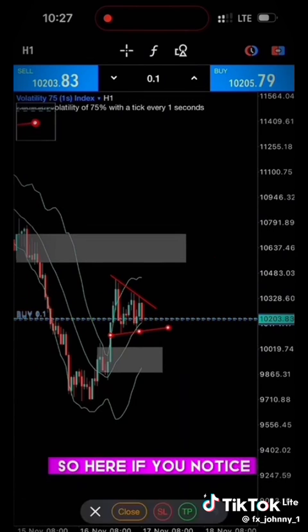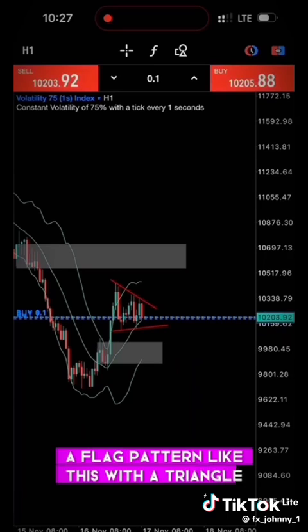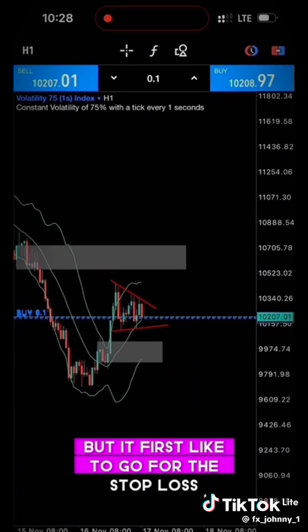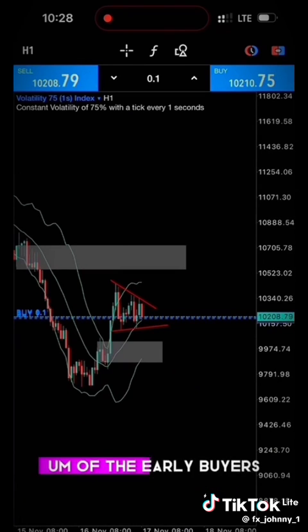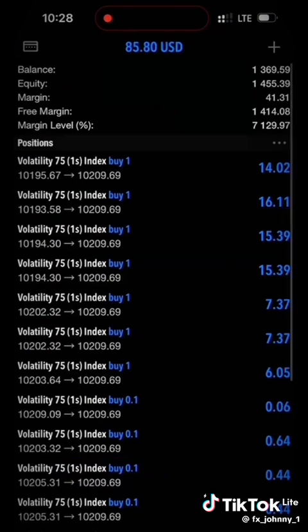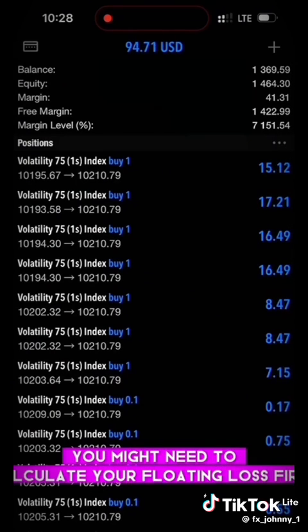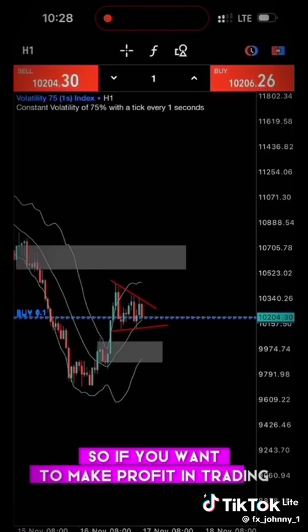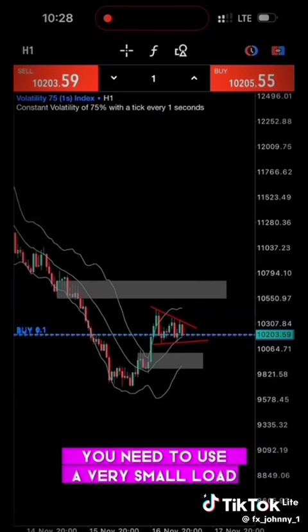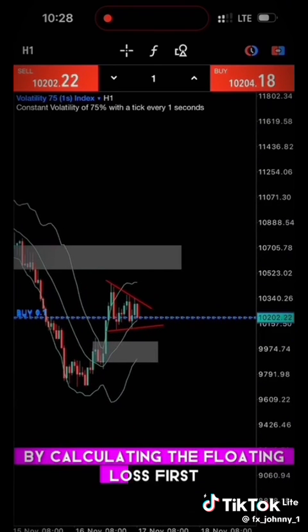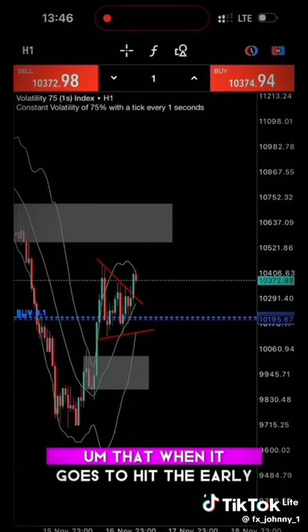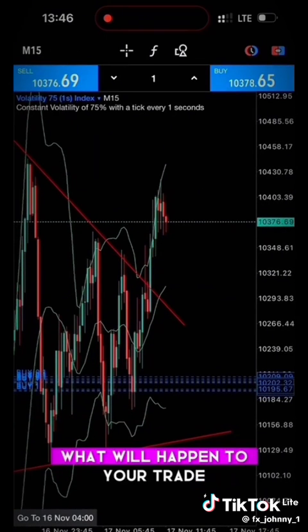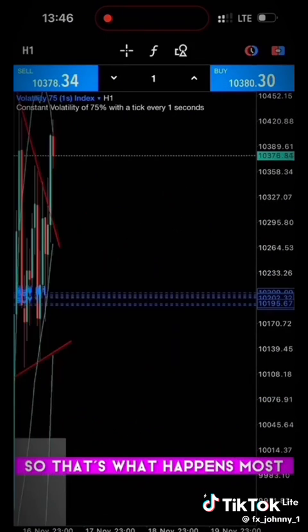So here, if you notice a flag pattern like this with the triangle, just know it's going to go up, but it first likes to go for the stop loss of the early buyers. So bear that in mind. You might need to calculate your floating loss first, but definitely the trade will go up. So if you want to make profit in trading, you need to use a very small lot by calculating the floating loss first. That when it goes to hit the early buyers or the early sellers, what will happen to your trade? That's what happens most.